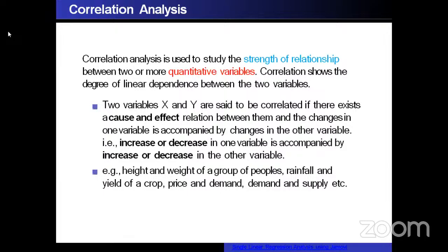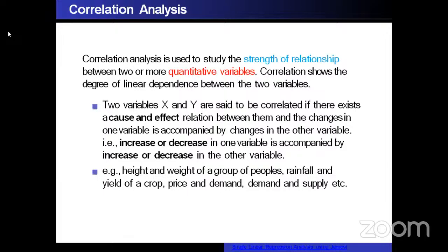Okay, correlation analysis presents the strength of the relationship between two or more variables. An increase or decrease in one variable is accompanied by an increase or decrease in the other variable. For example, height and weight of a group of people, and rainfall and yield of grapes. As rainfall increases, the yield of grapes increases.